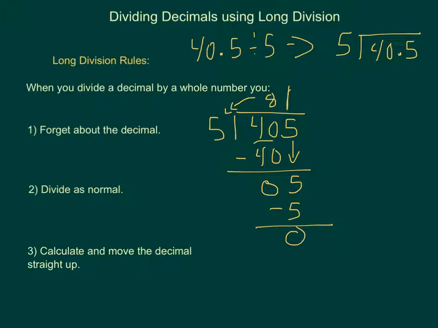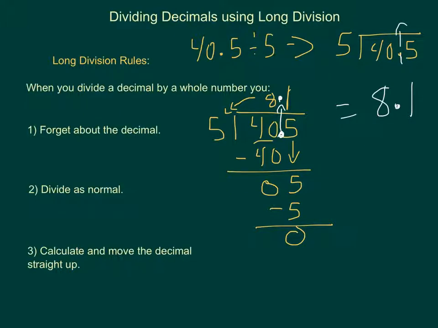Now the last step, it says calculate and move the decimal straight up. So we knew that in our question, our decimal was right there. So all we're going to do is bump it right up to there for an answer of 8.1. It was right there again, and we went straight up. So that's pretty much it. So just remember to initially forget about the decimal and just long divide, and at the very end, move the decimal up where it belongs.